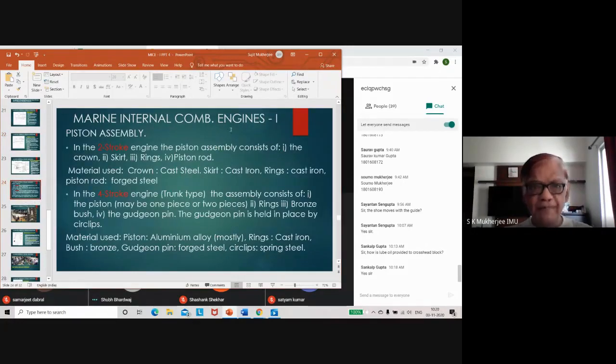Let's move on to piston assembly. Now, the piston assembly in a crosshead engine and the piston assembly in a four-stroke engine or trunk type engine are completely different. In the two-stroke engine, the piston assembly consists of the crown, the skirt, the rings, and the piston rod. This is the entire piston assembly.